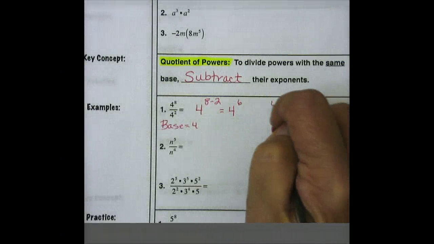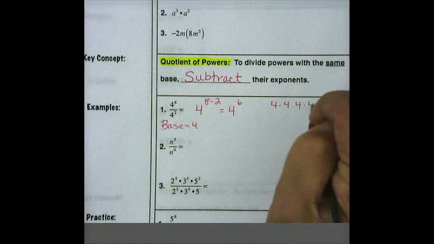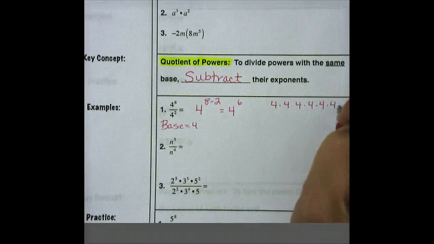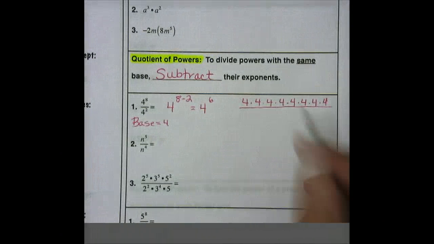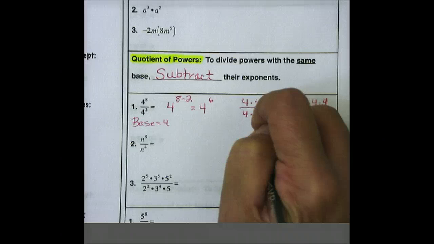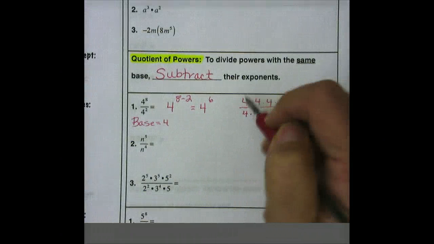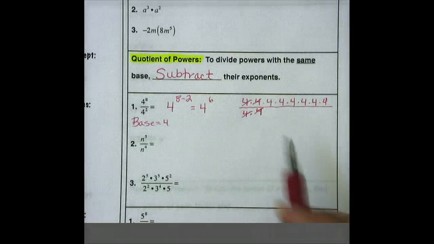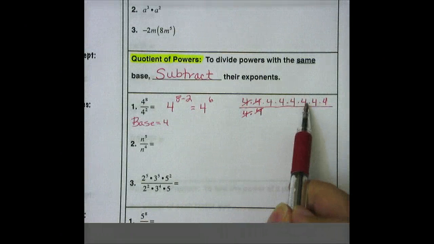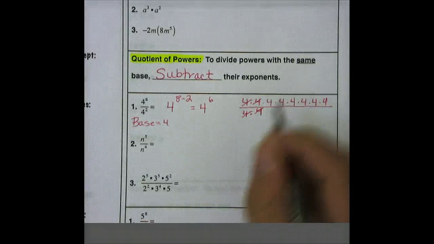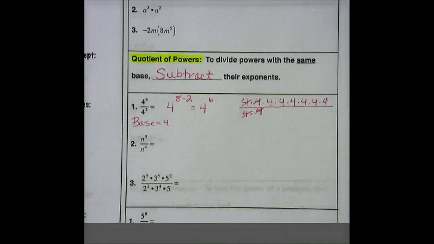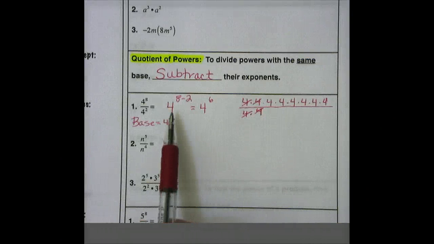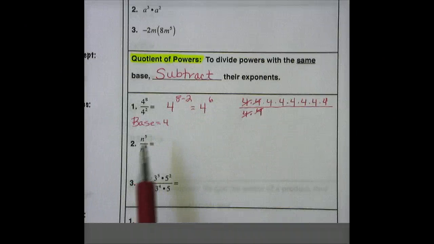Another way to show it is 4 times 4 times 4 times 4 times 4 times 4 times 4 times 4. There are 8 4s. And then we have 2 4s in the denominator. And what we do is we cross off the ones that we have in common. And that leaves us with 1, 2, 3, 4, 5, 6 4s. So 4 to the 6th power. Now you don't need to do this. This is just a picture to kind of show you how this works. All you need to know is that if you subtract the 2, you're going to get the correct answer when you leave the base the same.